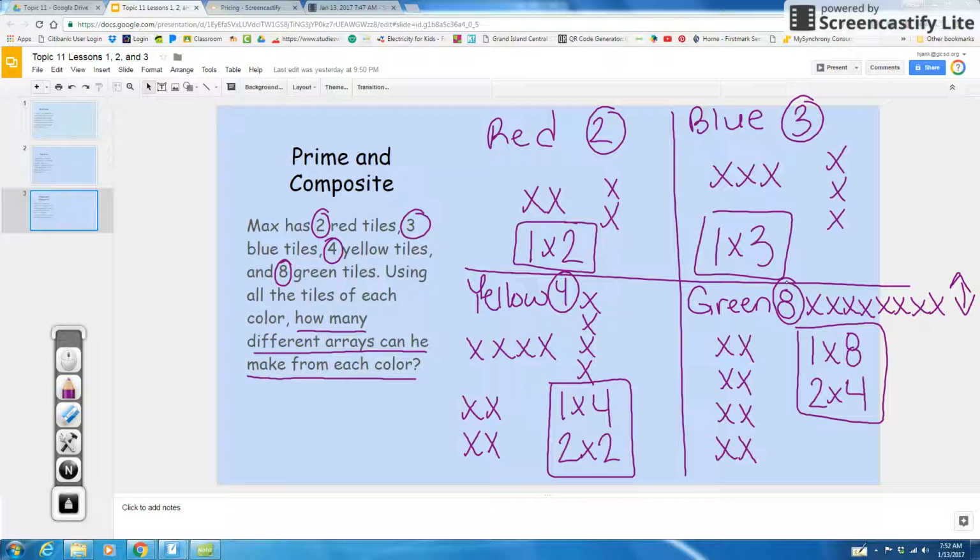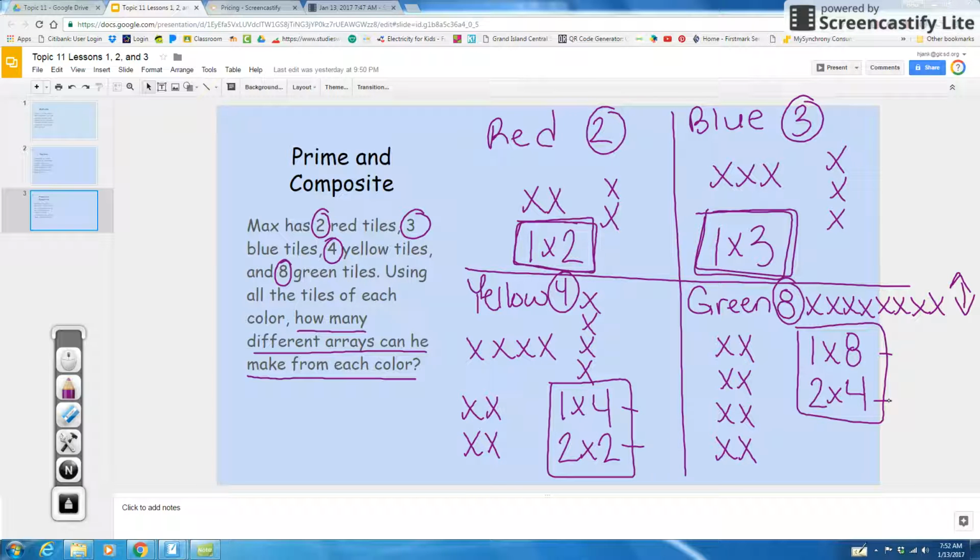So if you look at the screen, what is the biggest difference? What do you notice between the numbers of factors for 2 and 3 compared to the factors for 4 and 8? If you look at that, I only have one set of factors for 2 and 3, but for 4 and 8, I have 2 sets, right? Okay. And that is the difference between prime and composite.